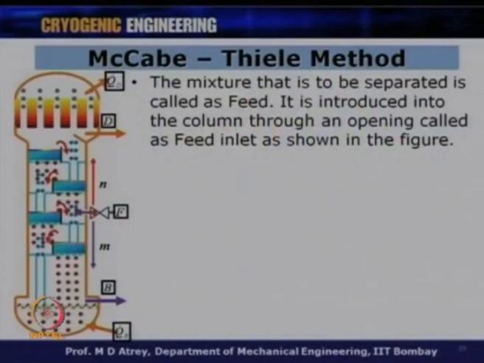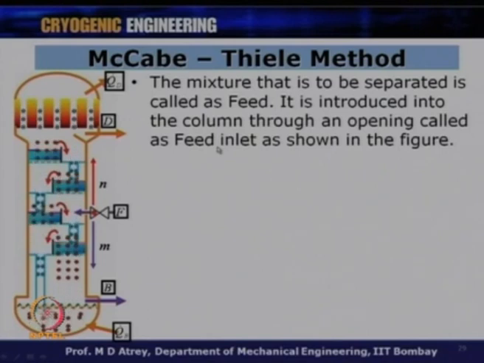So, now after seeing how these operating lines for the stripping section as well as for the enriching section are drawn, now we will come to the third line, which is called the feed line, which will denote the feed condition for the column, and this is very important because this is the point at which both these lines intersect. The mixture that is to be separated is called a feed. It is introduced in the column through an opening called the feed inlet as shown in the figure.